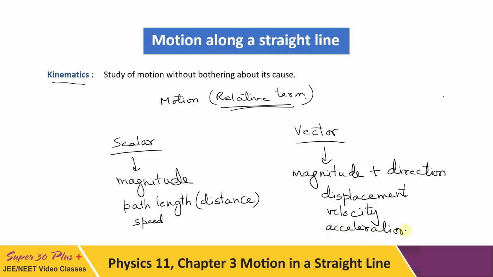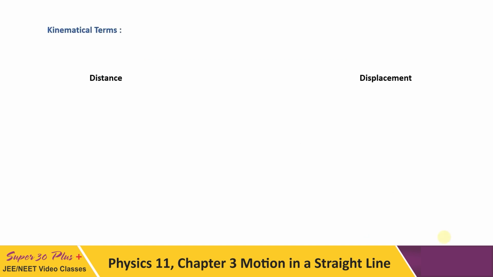Next term is acceleration. Now let us move to each of the kinematical terms, and do remember kinematics is something which is without the cause. This is the study of motion without the cause, so it is without the force. So here in the topic we are not going to discuss force anywhere, we are just interested in the motion. Now the kinematical terms are there. As you can see here, one is distance, other is displacement.